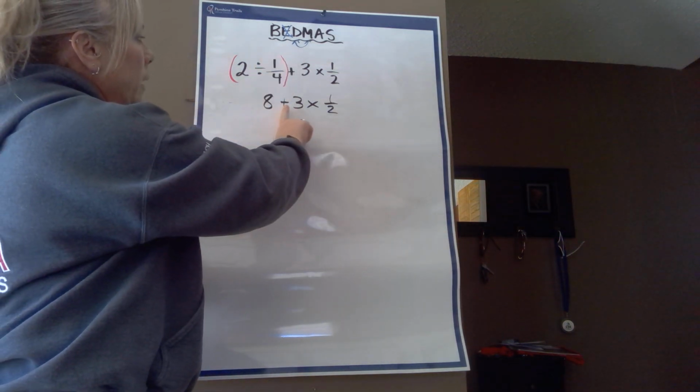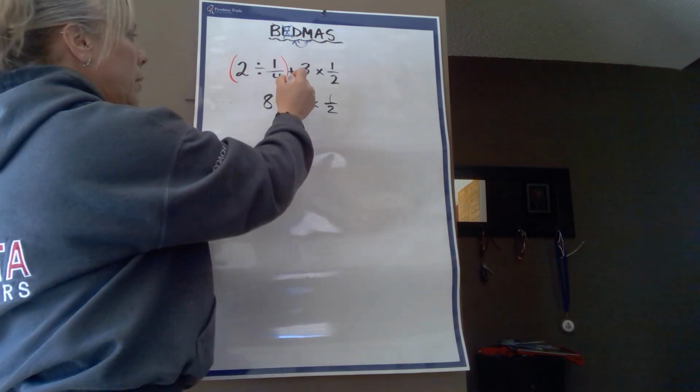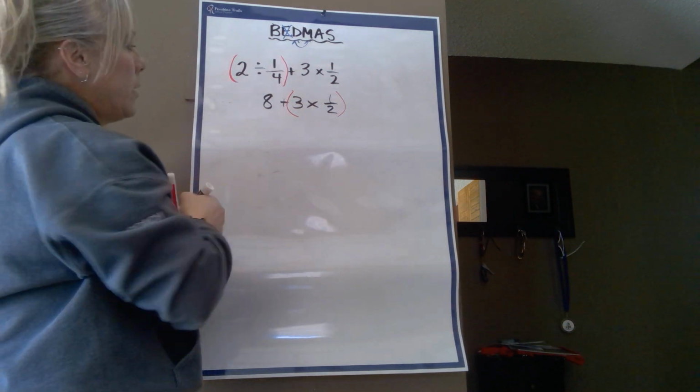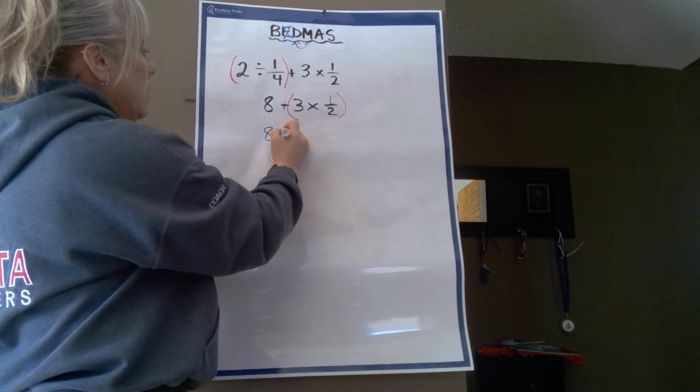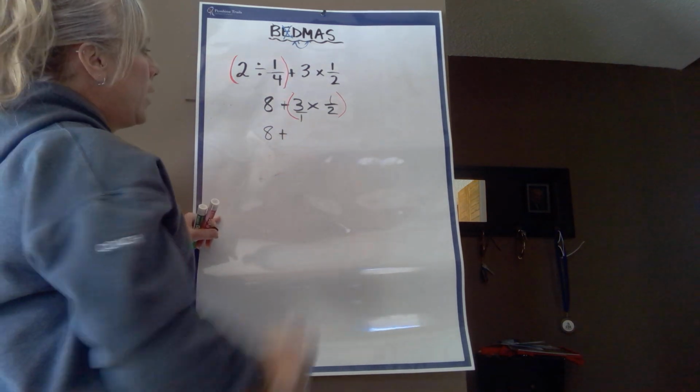Any more divide or multiply? Yes, there's a multiply here. That needs to be done next, so put brackets around that. This 8 just stays out in the front. So we'll just leave him here. And then we're going to multiply top times top, bottom times bottom. We get 3 over 2.